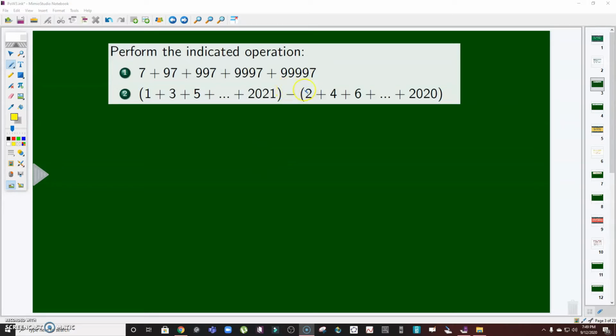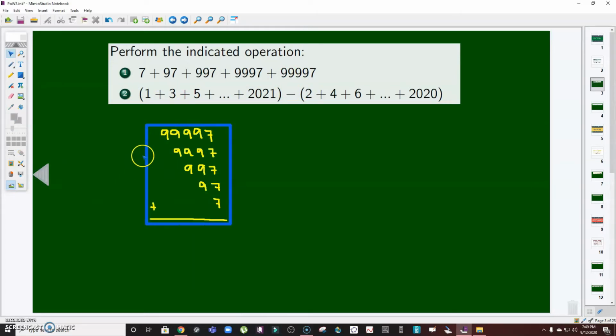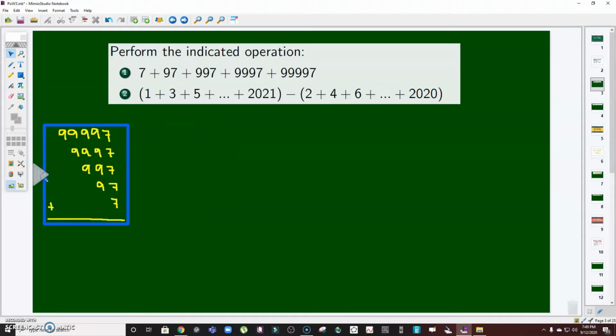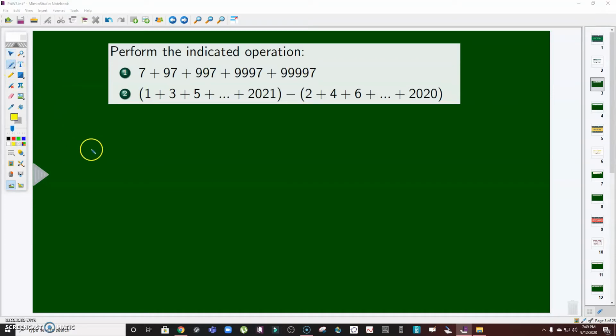Alright, so if you're going to get the sum of these 5 numbers, most of you will arrange it like this. See that? Then you're going to add. Okay, you'll get the sum. Fine. There's nothing wrong with that if you're going to do that. However, since this episode is about calculation tricks, what I'm going to do is different.